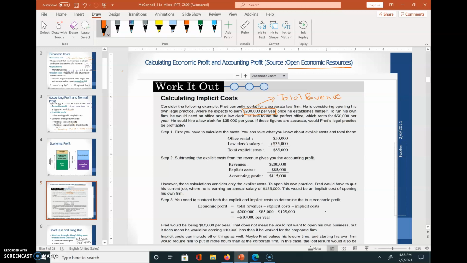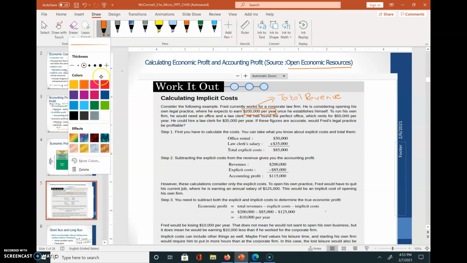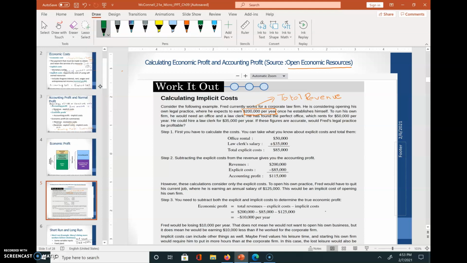Now, to run his own firm, he would need an office and a law clerk. So these are the out-of-pocket expenses and these are explicit cost. I'll just write an E next to the explicit cost. He has found the perfect office, good for himself, which rents for $50,000 per year. He could hire a law clerk for $35,000 per year. If these figures are accurate, would Fred's legal practice be profitable?